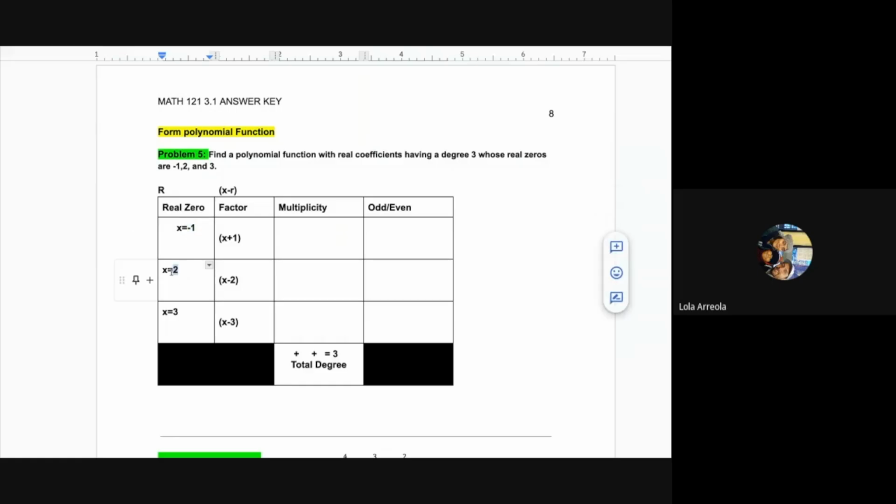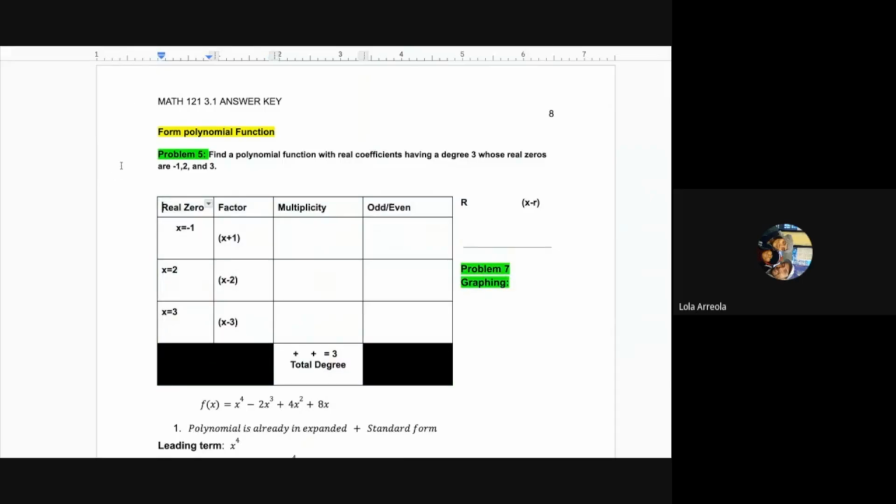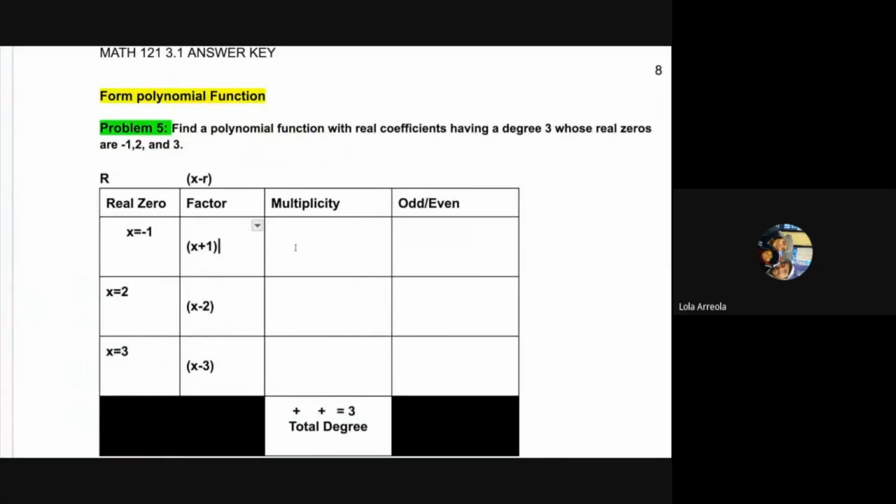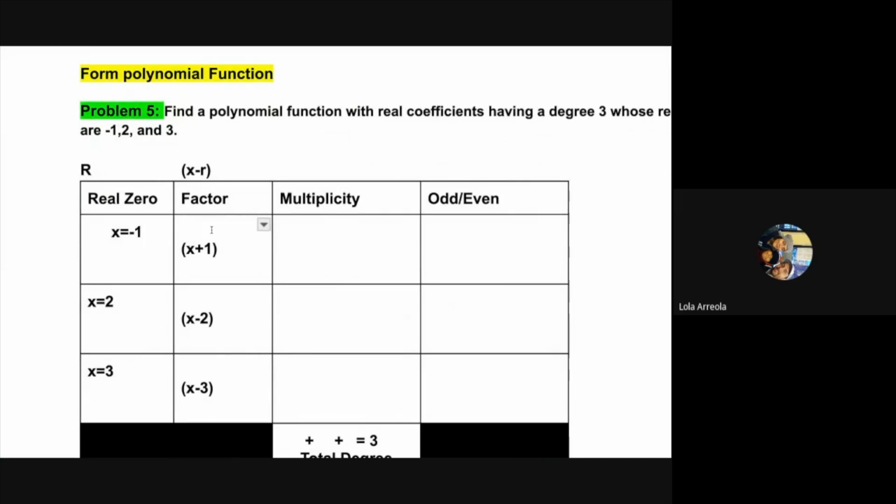So notice for 2, minus 2 is the factor. For 3, minus 3 is a factor. For negative 1, plus 1 is a factor. Or you could stick to the little formula we have, r and x minus r. That also helps. Now, what is the multiplicity? The multiplicity is the exponent, the number up top right here in the corner. I can't really point to it, but you see where my little scroller is? It would be the exponent of the factor. So this set of parentheses to what power?